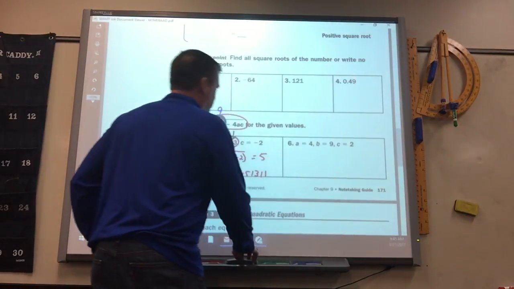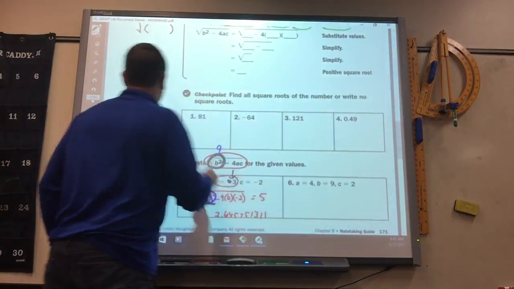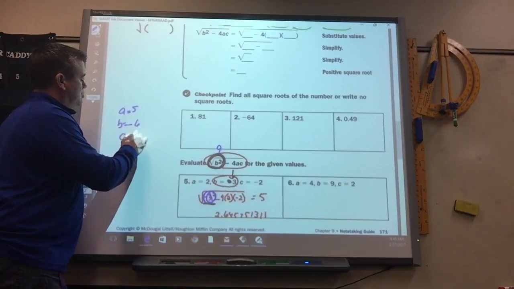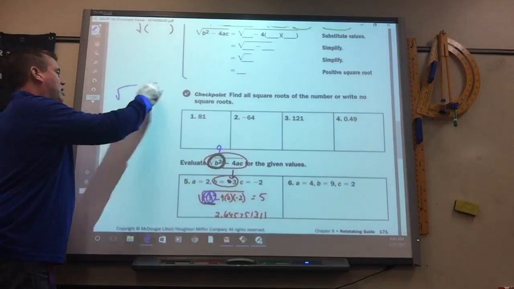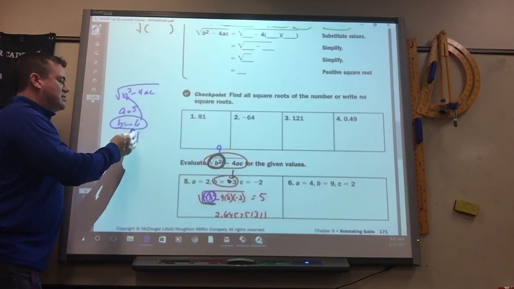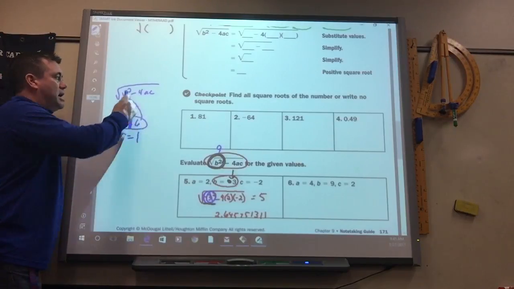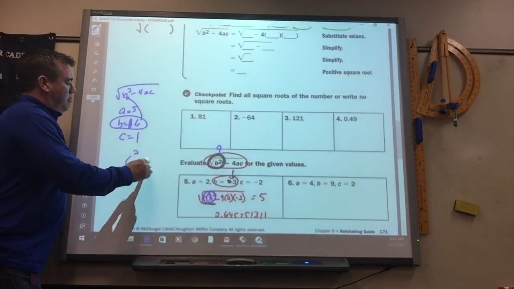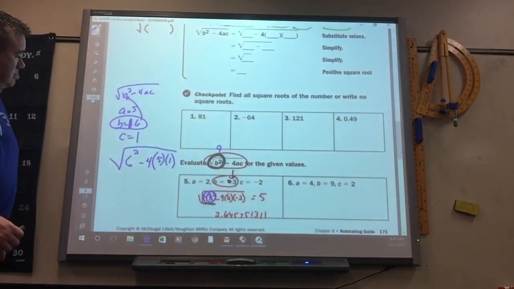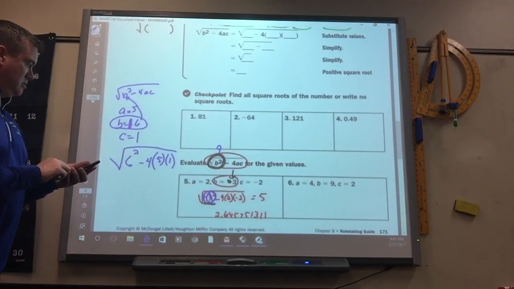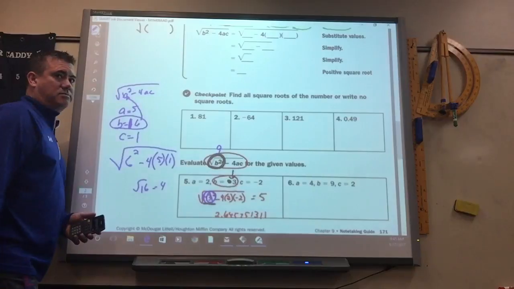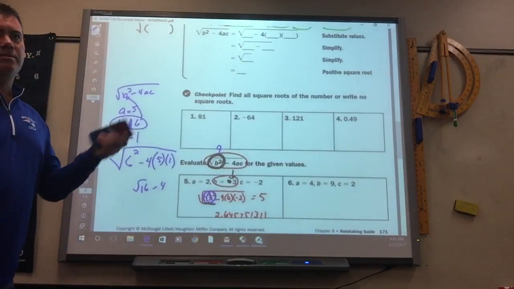So, I'm just going to make one up. Let's say A is 5, B is negative 6, and C is 1. To figure out B squared minus 4AC, we plug negative 6 in there, and again, since it's negative, just disregard that, because it's going to turn positive when you square it anyway. Minus 4 times A times C, square rooted. And you get 16, which is 4. So that's all we're doing today.